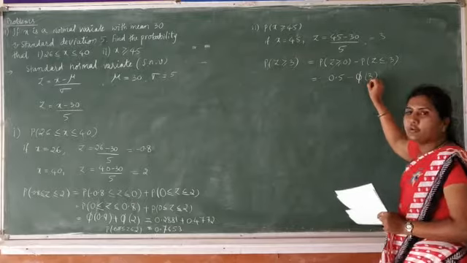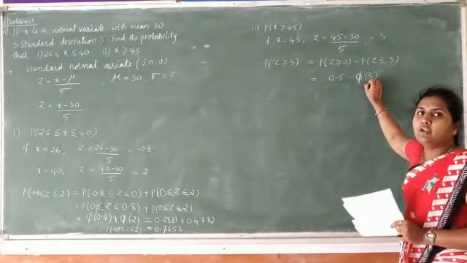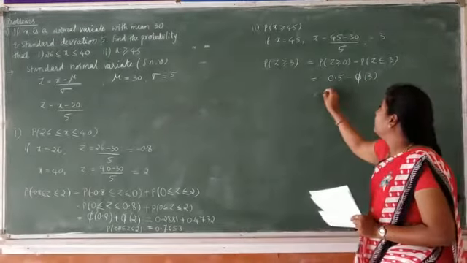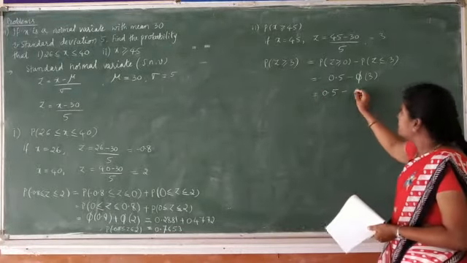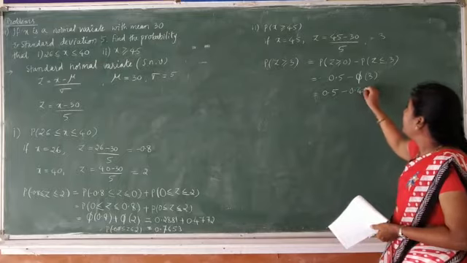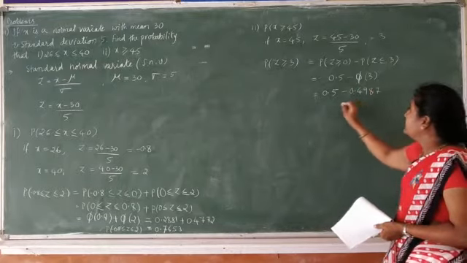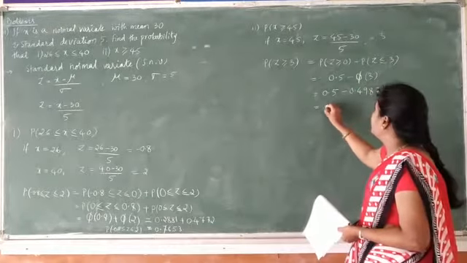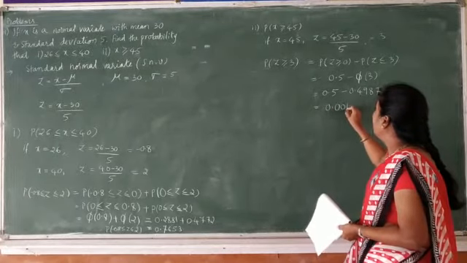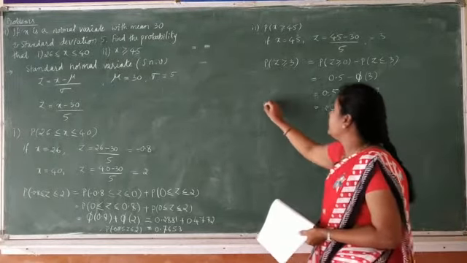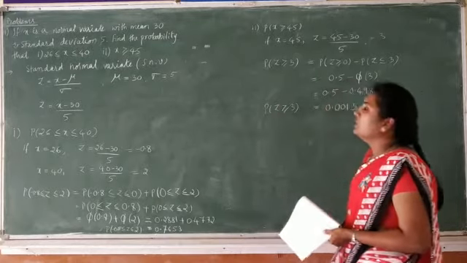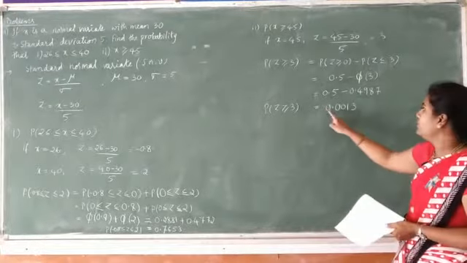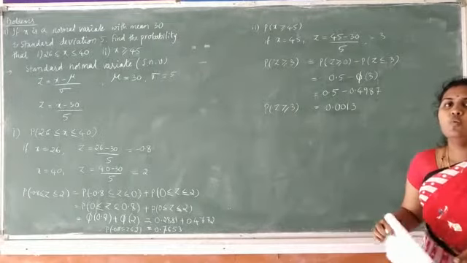This phi of 3 value we can find by the table, and the value of phi of 3 is 0.4987. And simplify this one, here we are getting 0.0013. That is P of z greater than or equal to 3, or P of x greater than or equal to 45, the value is 0.0013.